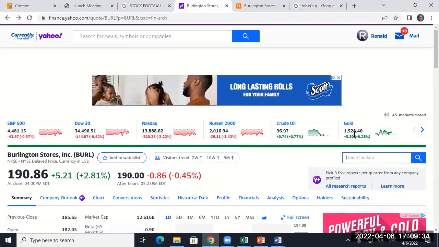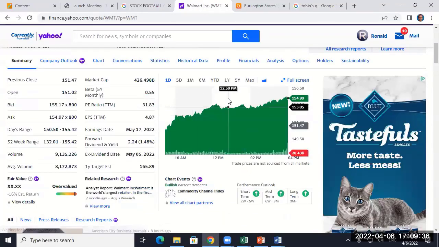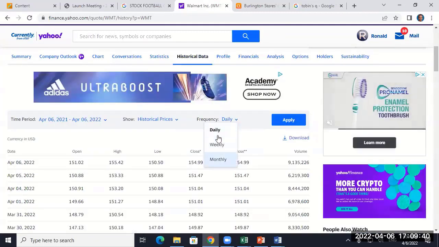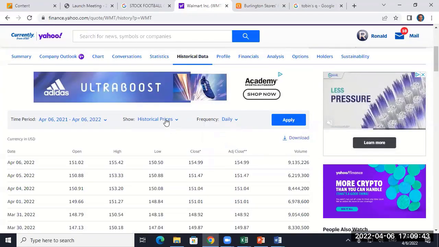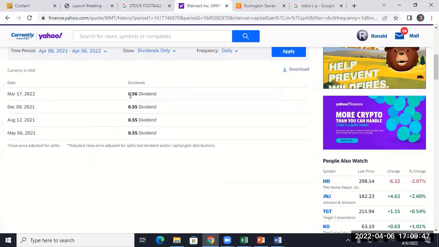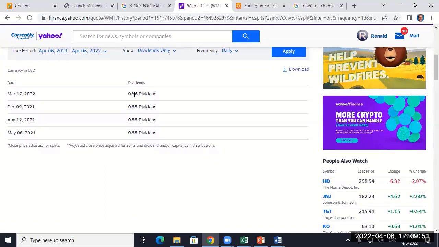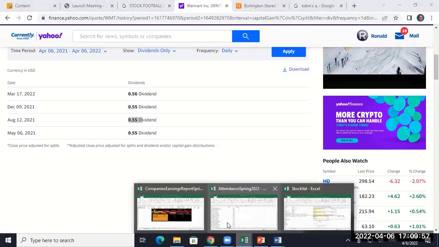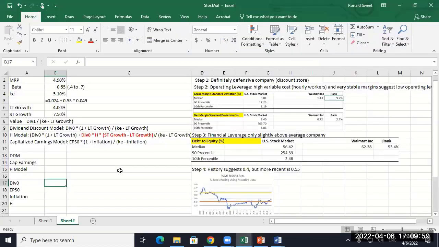So I need Walmart's dividends the last 12 months. So I do historical data. Well, we can keep it like it is. I just want dividends only. Apply. There's their dividends. Was that 221? 110, 221, I think, right? So 221.